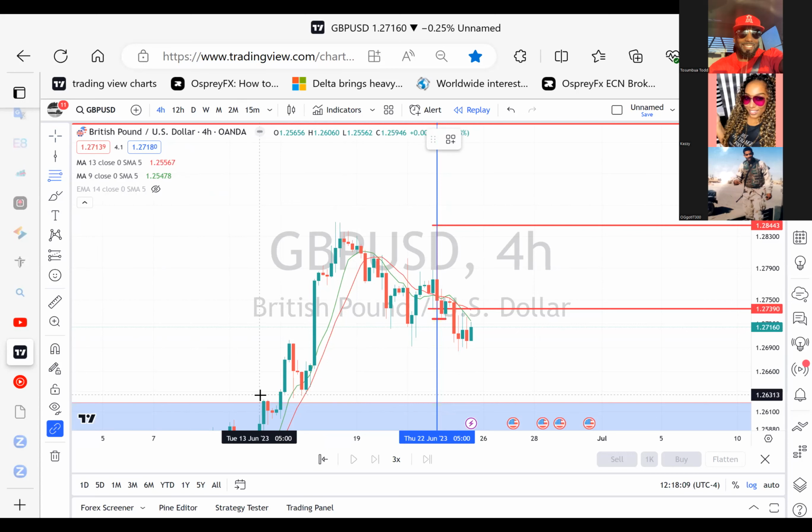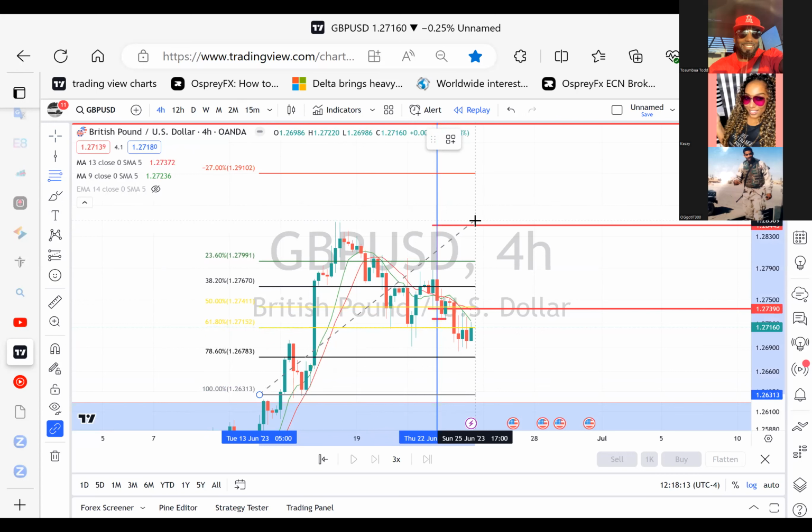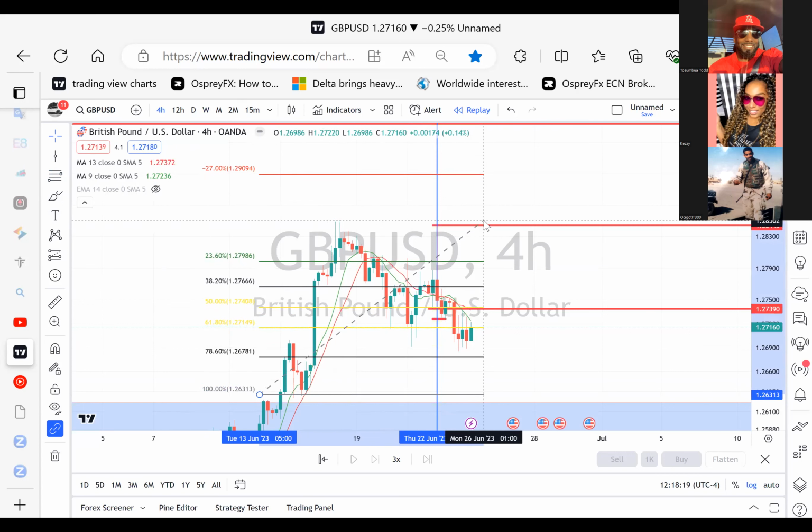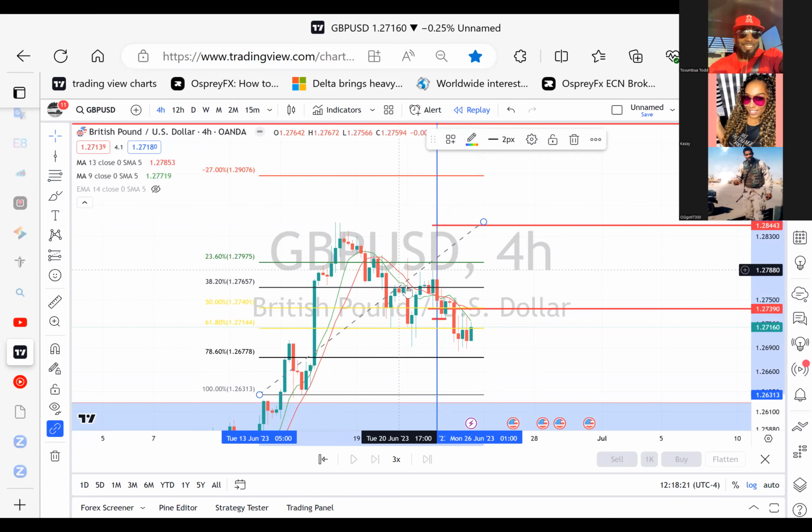And again, if I take the fib from this low to these highs right here, this pullback was almost to the 78. My entry was up in this area, which is cool. So if I fib this move up and pull back, which is about a 78.